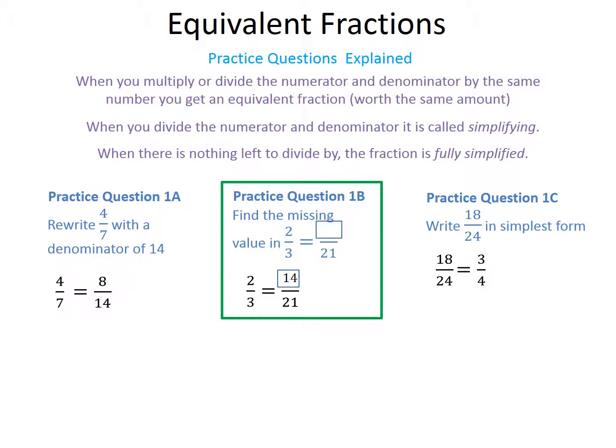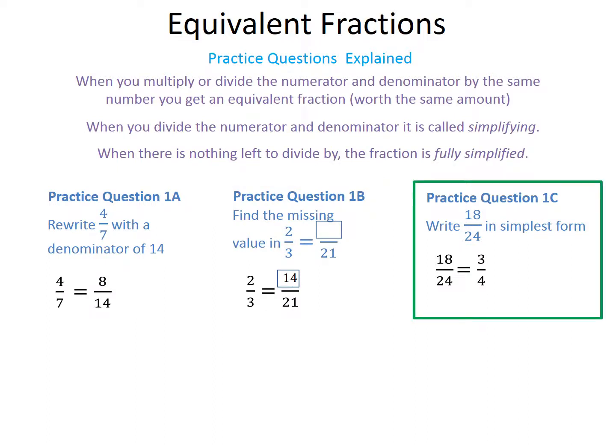In the next one, when I'm looking for the missing number, remember it's exactly the same idea as the first question. This time they're just telling me the denominator's got to be 21 using this method instead of writing it in the question like that. So they're saying 3's got to turn into 21. I have to times it by 7. So I have to times the 2 by 7 as well. And that gets me 14.